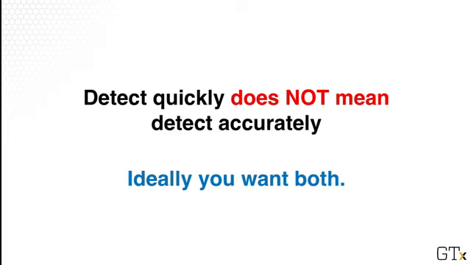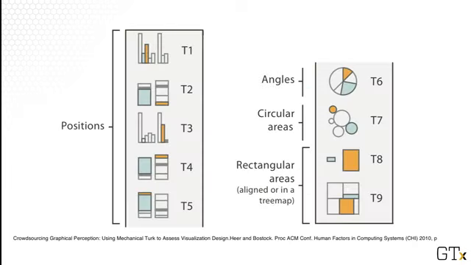But detecting quickly doesn't really mean that we can detect things accurately, which means if we can say something happened, it doesn't necessarily mean that we can figure out exactly how much something has changed. And ideally, you want both. There has been research to look into this. Specifically, there was a study in 2010 by Professor Jeff Heer and his students to look at how different kinds of charts would allow people to detect things quickly and accurately.